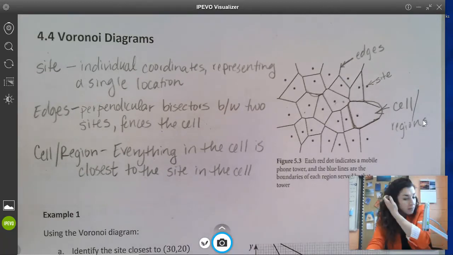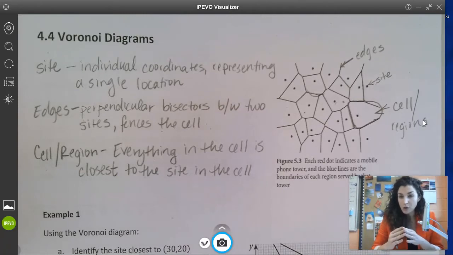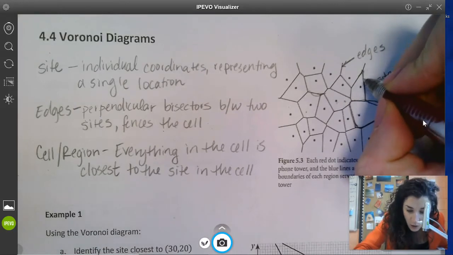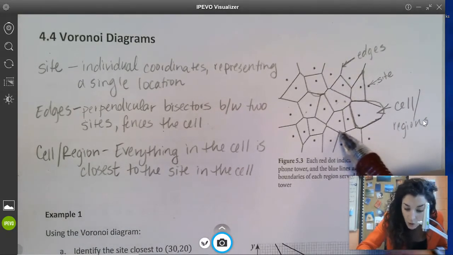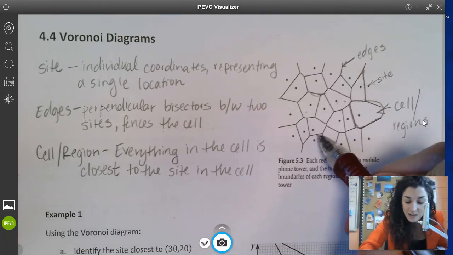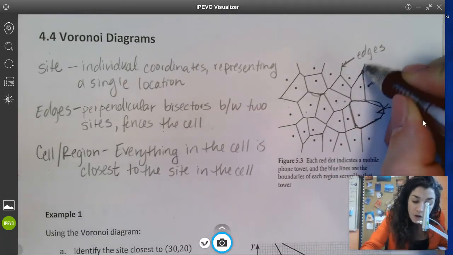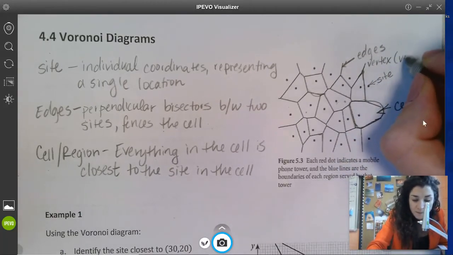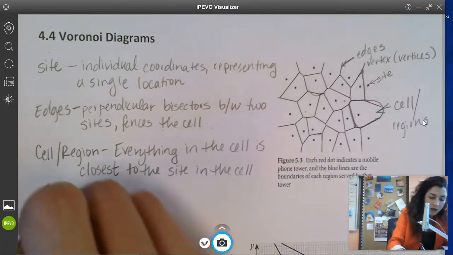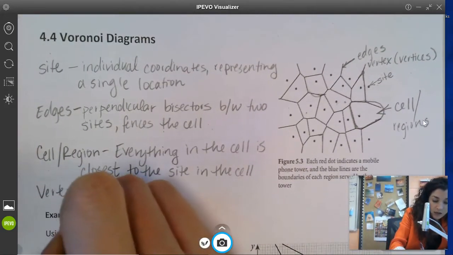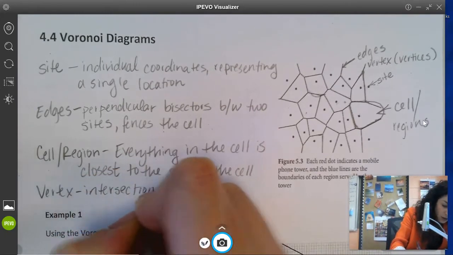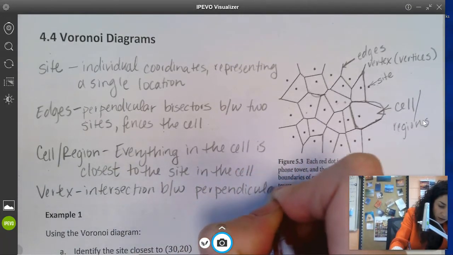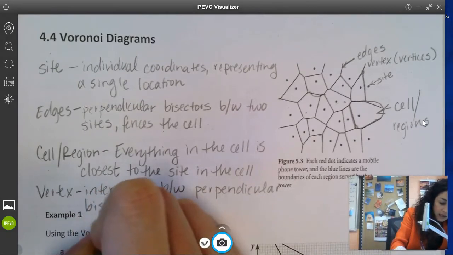The last thing that we care about are all of the intersections between these perpendicular bisectors, all of the edges, the corners, right? So this guy right here, for instance, is the corner between perpendicular bisectors. This guy is the corner between perpendicular bisectors. This guy is the corner between perpendicular bisectors. They're called vertices, or a vertex, singular, vertices, plural. And a vertex is your intersection between perpendicular bisectors.